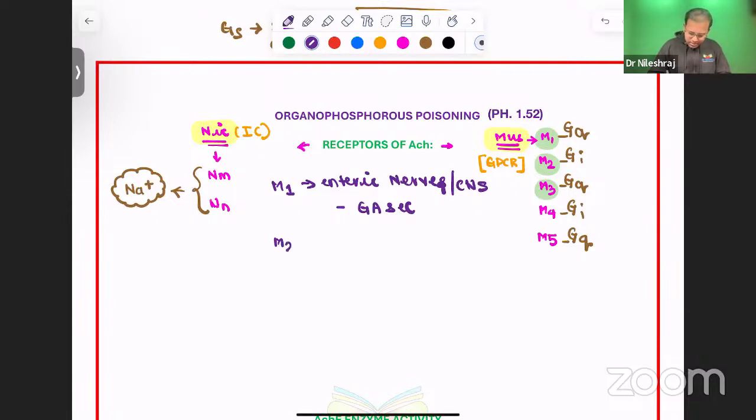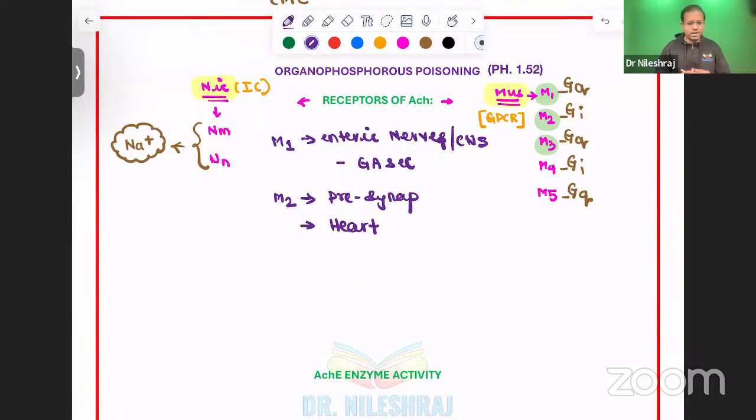M2 receptors are there on the presynaptic terminal. M1 is GQ coupled, M2 is GI coupled receptors. This M2 is also situated in the heart. Please note this is an important point. M2 receptors are also situated on the heart, not only on the neuron.